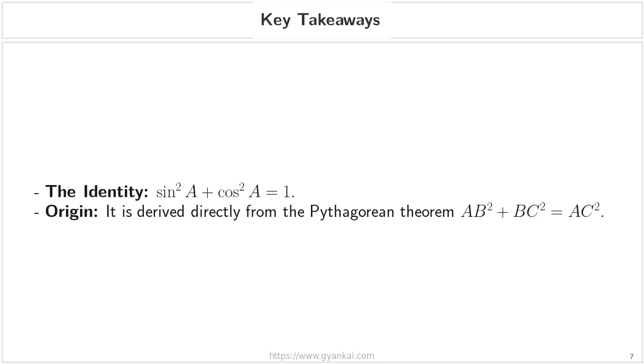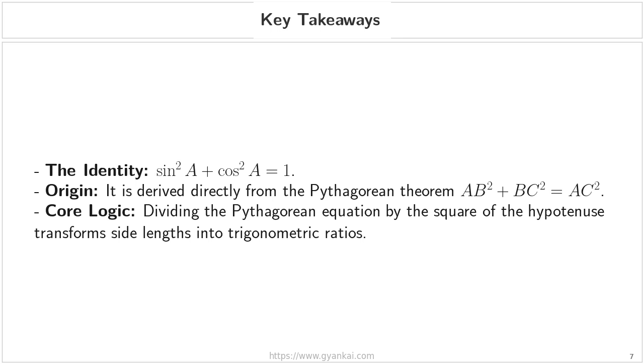Next, it is crucial to remember its origin. As we saw in our step-by-step derivation, this identity isn't just a random rule. It is derived directly from the Pythagorean theorem, where AB squared plus BC squared equals AC squared. The core logic behind the entire process was the algebraic transformation we performed in the middle of the lesson. By dividing the Pythagorean equation by the square of the hypotenuse, we were able to transform simple side lengths into the trigonometric ratios we use in trigonometry.